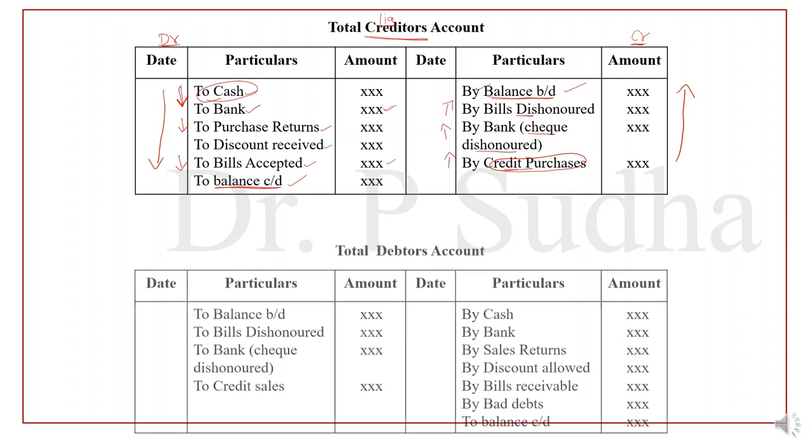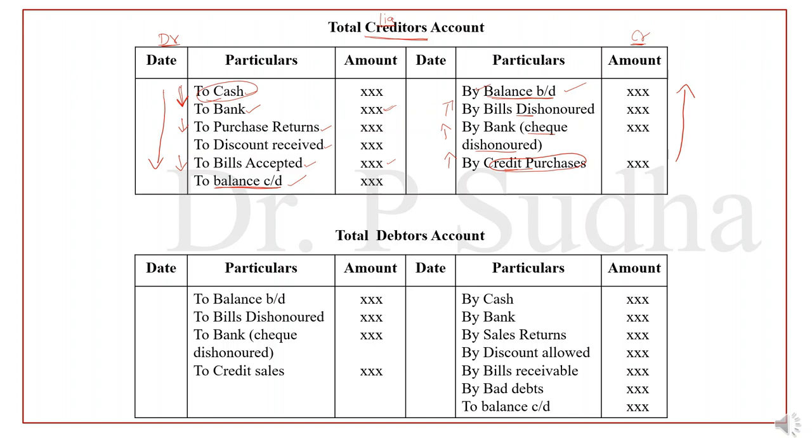Okay, then we have to prepare the total debtors account. Creditor is a liability. Debtor is an asset. For preparing a ledger account, if it is an asset account, the opening balance will be on the debit side and closing balance will be on the credit side. Okay, if it is a liability, opening balance will be in the credit and closing balance will be in the debit. But if it is an asset, opening balance will be in the debit, closing balance will be in the credit. And if the value of an asset increases, we will debit it. And if the value of an asset decreases, we will credit it. Okay, this is the rule.